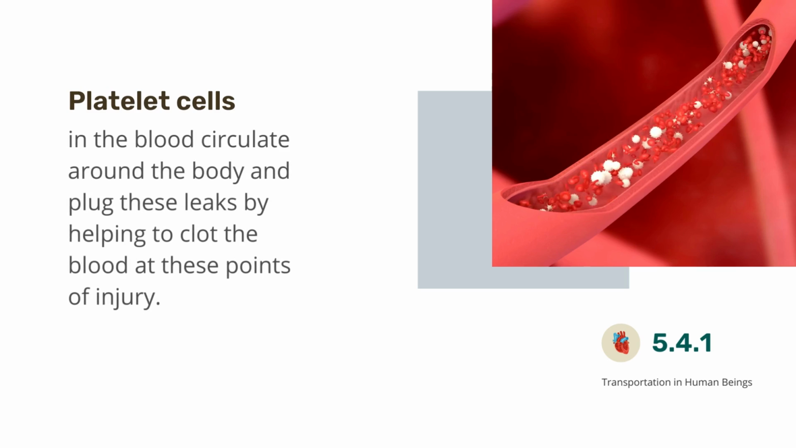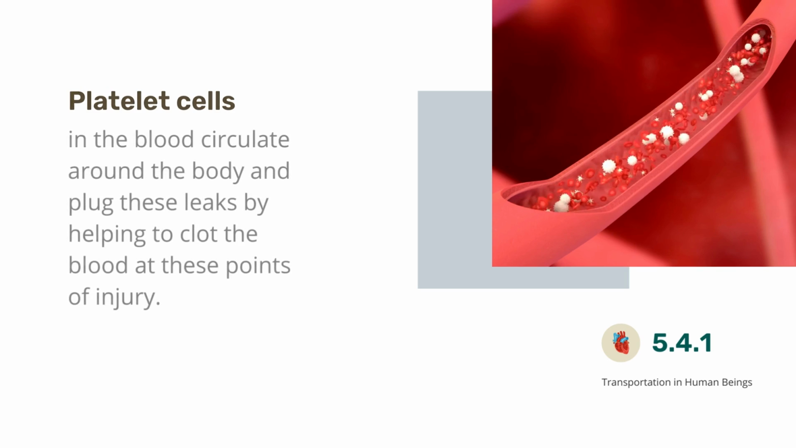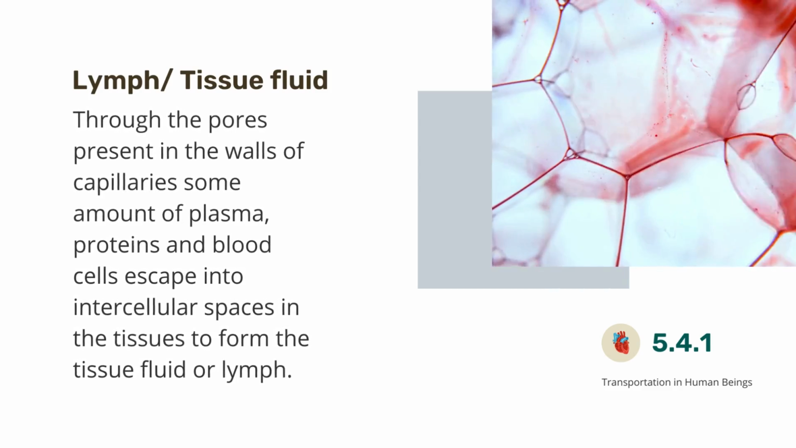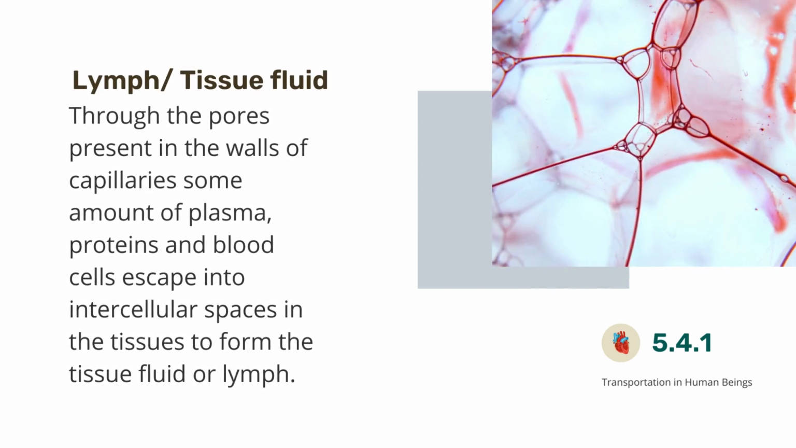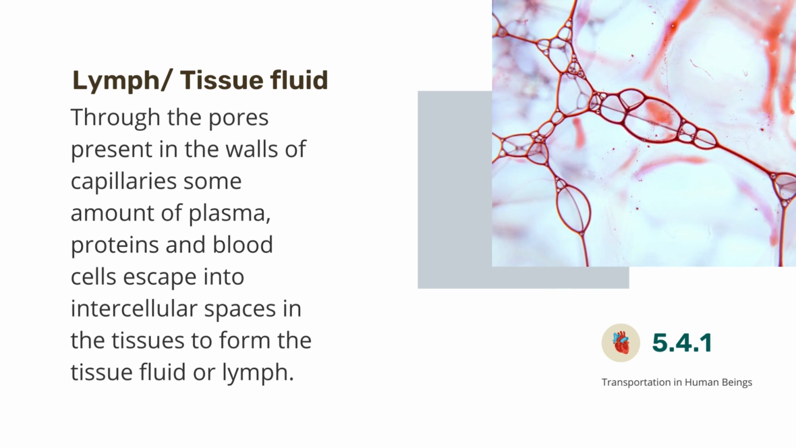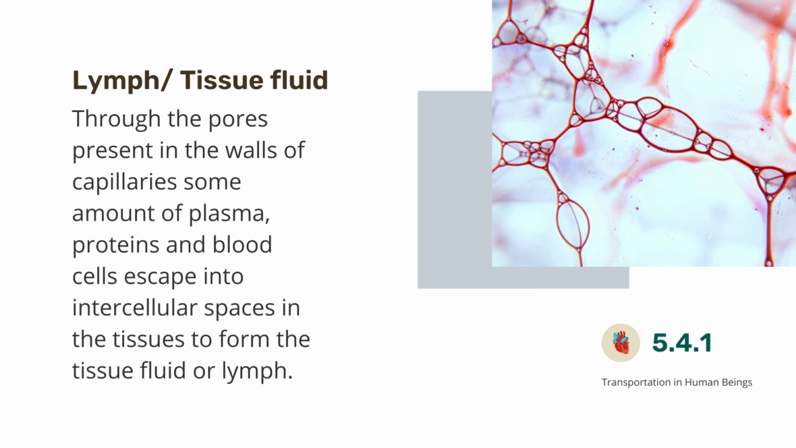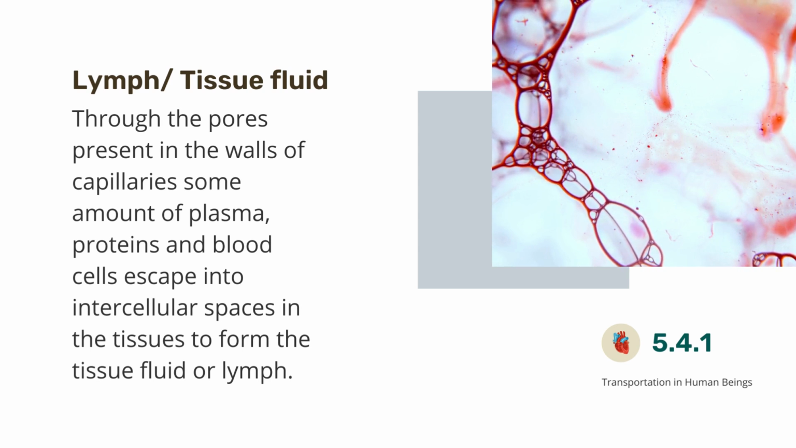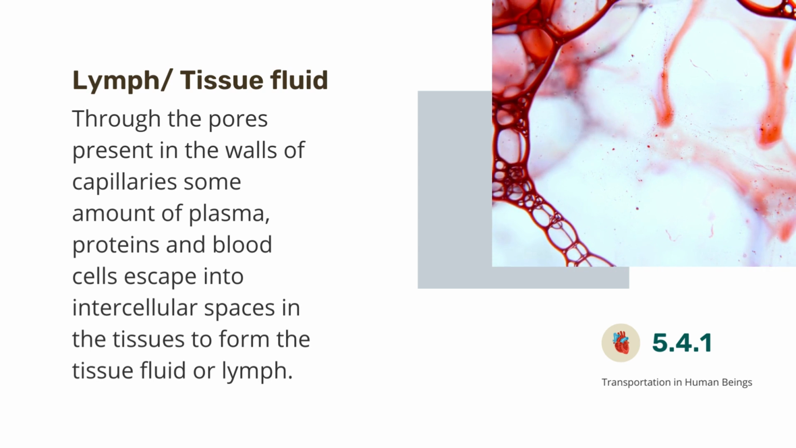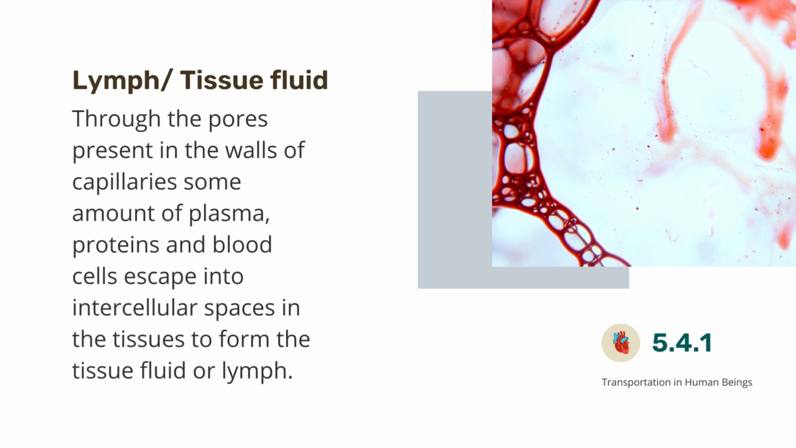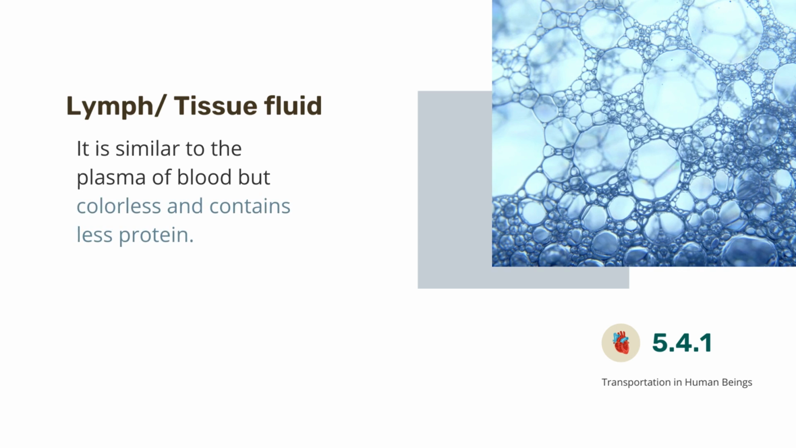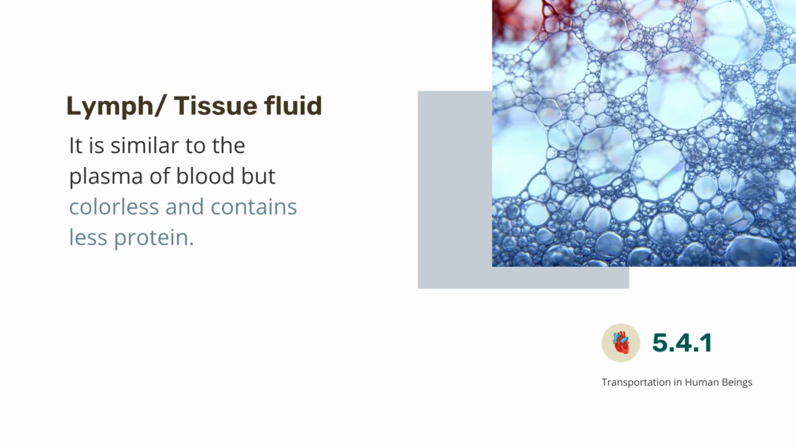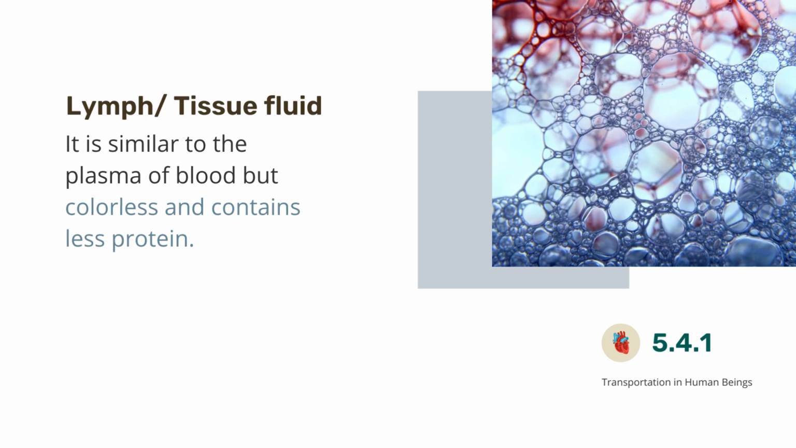Now, there is another type of fluid also involved in transportation. This is called lymph or tissue fluid. Through the pores present in the walls of capillaries, some amount of plasma, proteins, and blood cells escape into intercellular spaces in the tissues to form the tissue fluid or lymph. Now, this is similar to the plasma of blood, but it is colorless and contains less proteins.